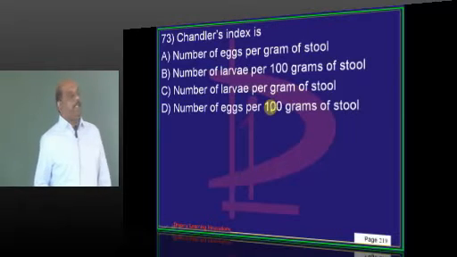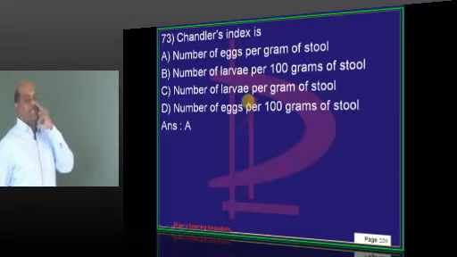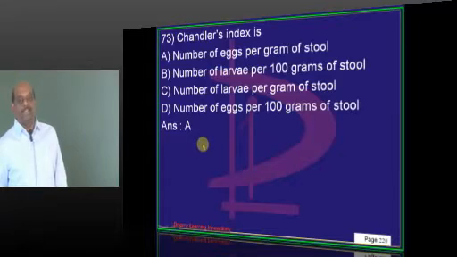So what is Chandler's index? Number of eggs per gram. Per gram or 100 grams? Per gram. So this is actually an outdated question. They won't ask it when hookworm is no more there; where is the question of how many eggs are there.